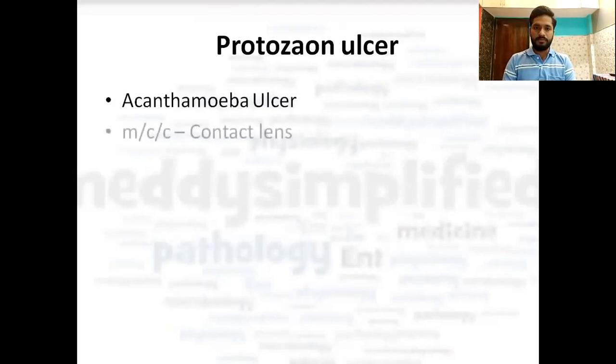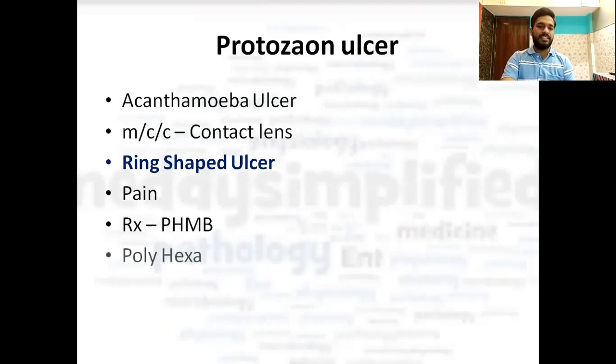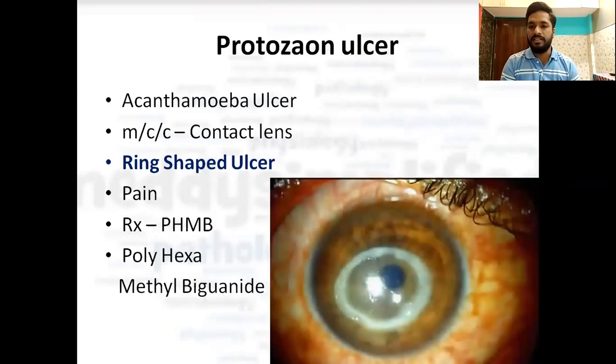Now talking about the ulcer caused by protozoa. It is also known as acanthamoebic ulcer or Acanthamoeba ulcer. The most common cause is contact lens. It is a ring-shaped ulcer. This is the specificity of this ulcer. It is a ring-shaped ulcer. It causes pain out of proportion, and the treatment is PHMB. What is PHMB? It is polyhexamethylene biguanide. Now, this is how a ring ulcer looks like.